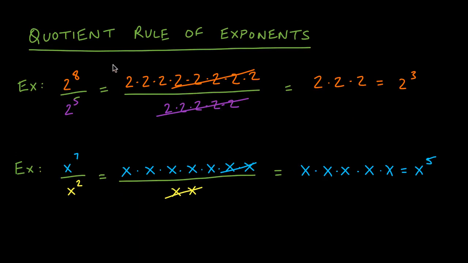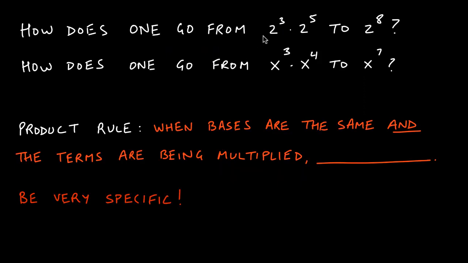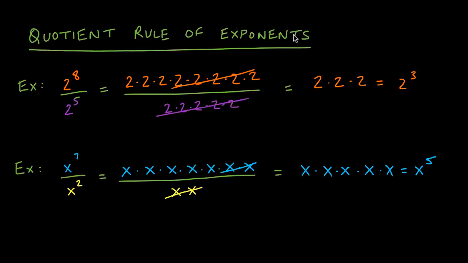Next thing we have is quotient rule of exponents. So product rule seemed to work well with, well, products. Quotient rule hopefully doesn't take too big of a leap of faith to say, well, it's going to work with quotients. So if you have 2 raised to the 8th divided by 2 to the 5th, what that means is I have 8 2s that I need to multiply by themselves. So I have 8 of them on top, and 2 to the 5th implies that I have 5 of them on the bottom.